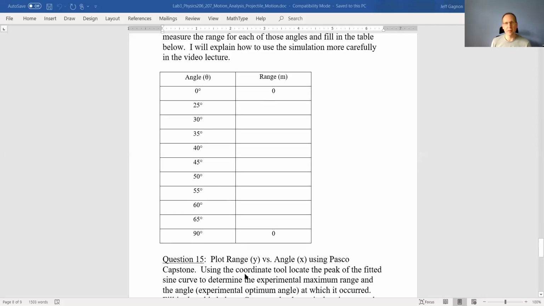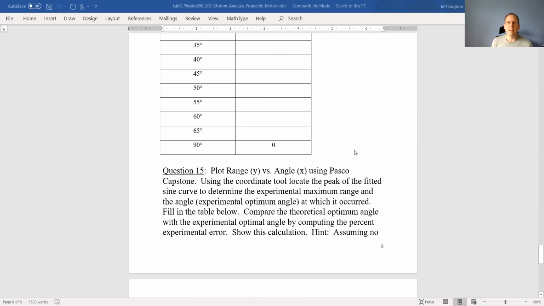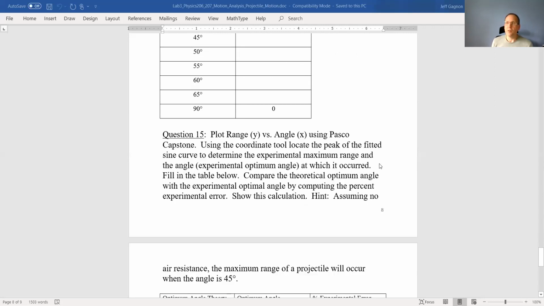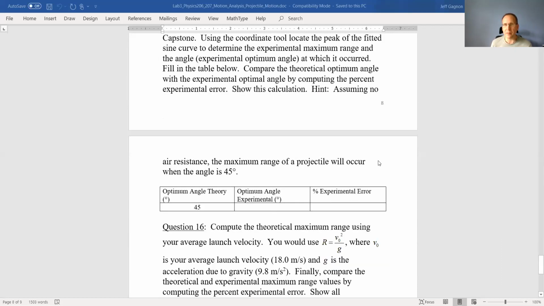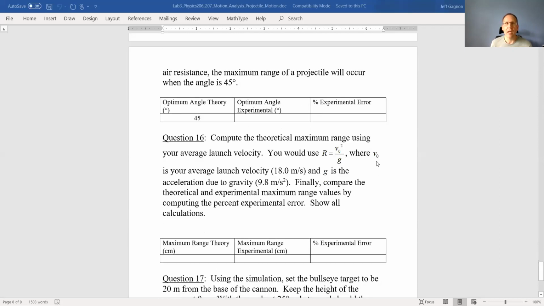It's really the same as what you did earlier. You're going to plot angle on the X, just like before, and then range on the Y, but now the range is in meters, right? And do the same thing that you did previously. You're going to do a sine wave fit. You're going to use the coordinate tool to find the peak of your graph, just like we did before. And then the two questions are basically the same.